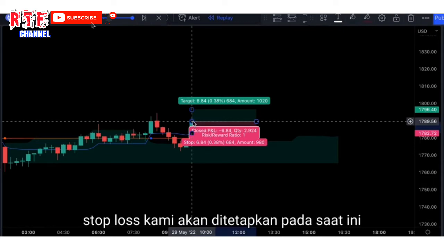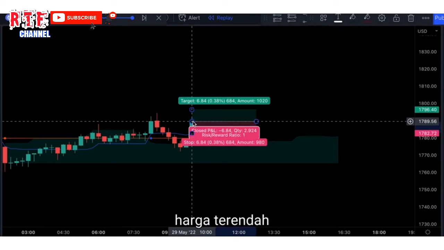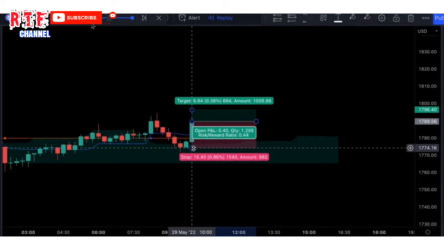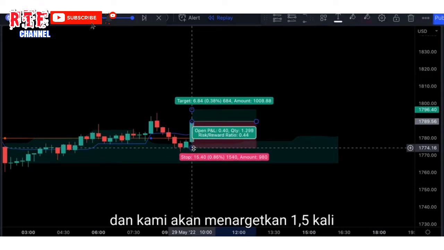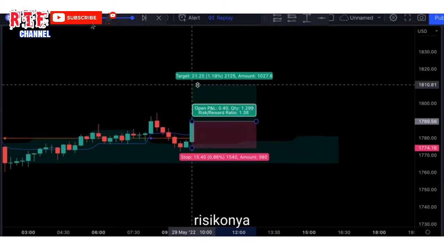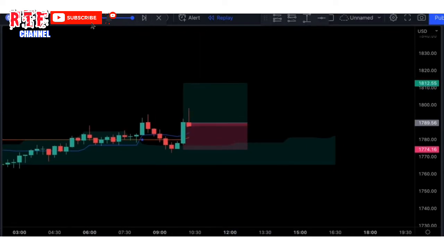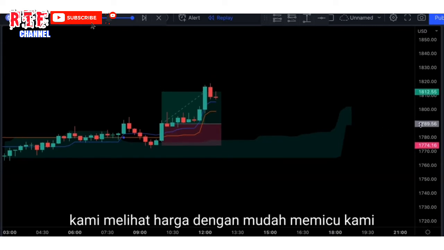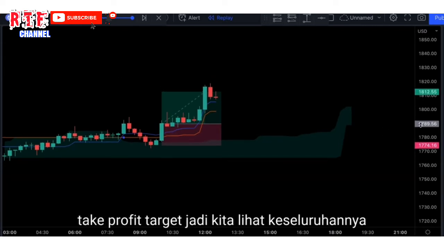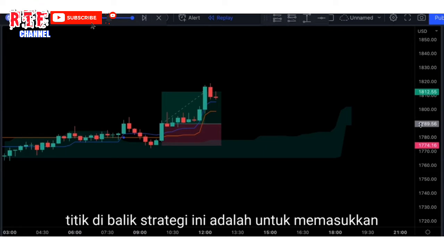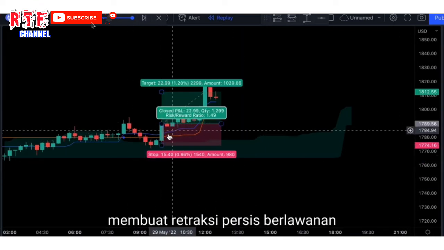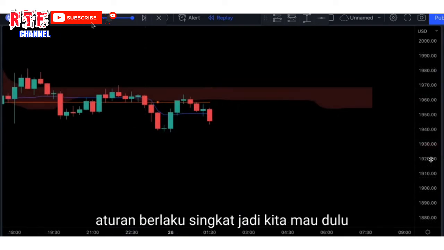Our stop loss will be set at the recent lowest price. And we're going to be targeting 1.5 times the risk. We see the price easily triggers our take profit target. So we see the whole point behind this strategy is to enter a continuation trend when the price is making a retracement. Exactly opposite rules apply for shorts.